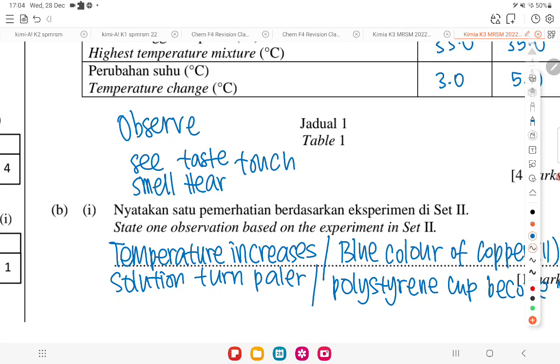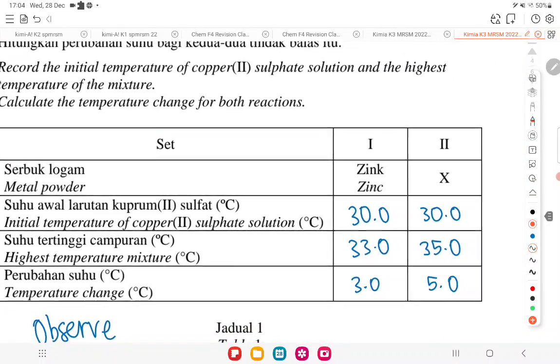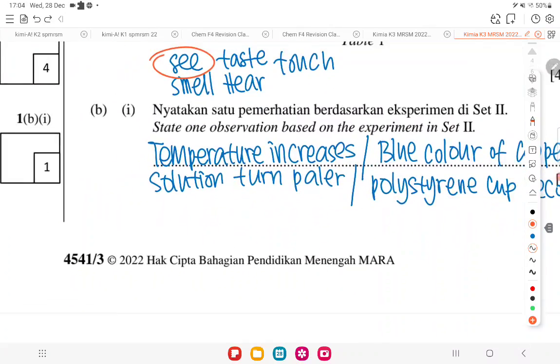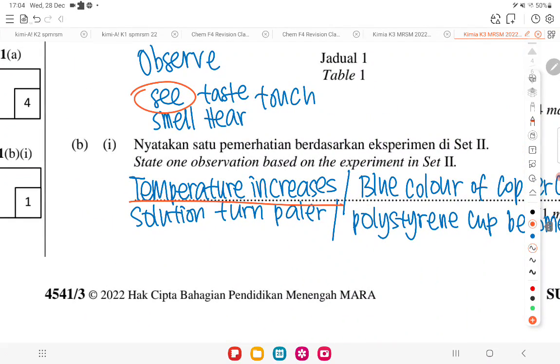So in this experiment, normally we focus on what we see. You can see that when you put zinc in the solution, the temperature increased by 3 degrees Celsius, from 30 to 33. When you put the X metal powder into the solution, the temperature increases from 30 to 35. So you can see the temperature increases. So you can say temperature increases. This is what you can see.